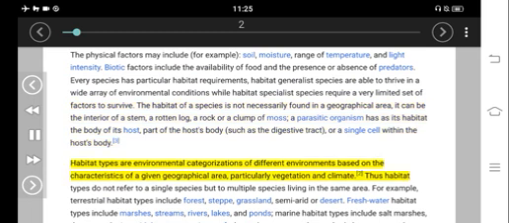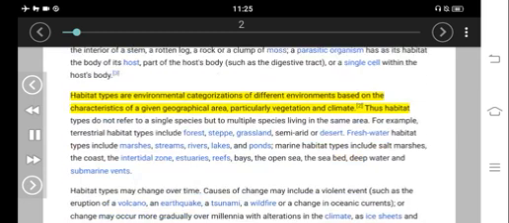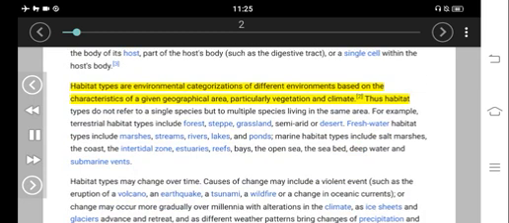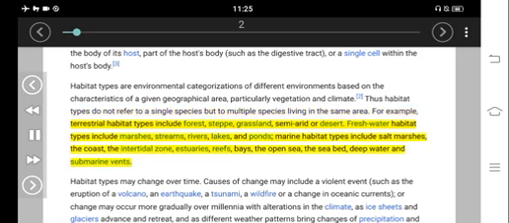Habitat types are environmental categorizations of different environments based on the characteristics of a given geographical area, particularly vegetation and climate. Thus, habitat types do not refer to a single species but to multiple species living in the same area. For example, terrestrial habitat types include forest, steppe, grassland, semi-arid or desert. Freshwater habitat types include marshes, streams, rivers, lakes, and ponds. Marine habitat types include salt marshes, the coast, the intertidal zone, estuaries, reefs, bays, the open sea, the seabed, deep water, and submarine vents.